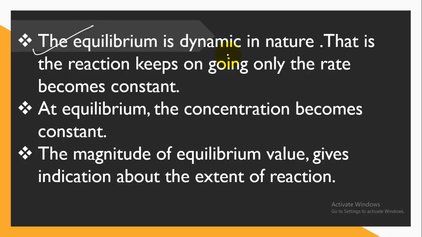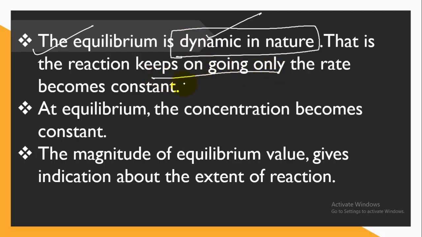And the equilibrium is dynamic in nature. This is, you can say, an important characteristic of equilibrium. Like the closed vessel is an important point, even this dynamic nature is an important point of the equilibrium. Dynamic nature means at equilibrium, only the rates become equal, but the reaction keeps on going on. So it doesn't mean that at equilibrium the reaction stops.